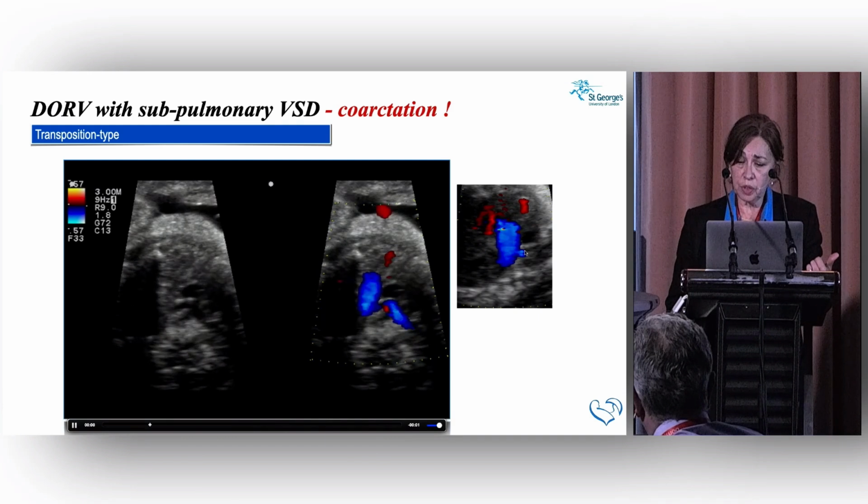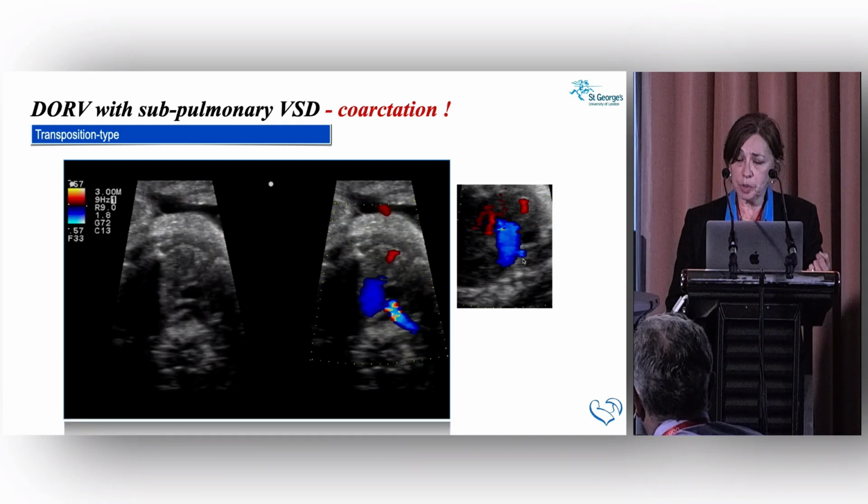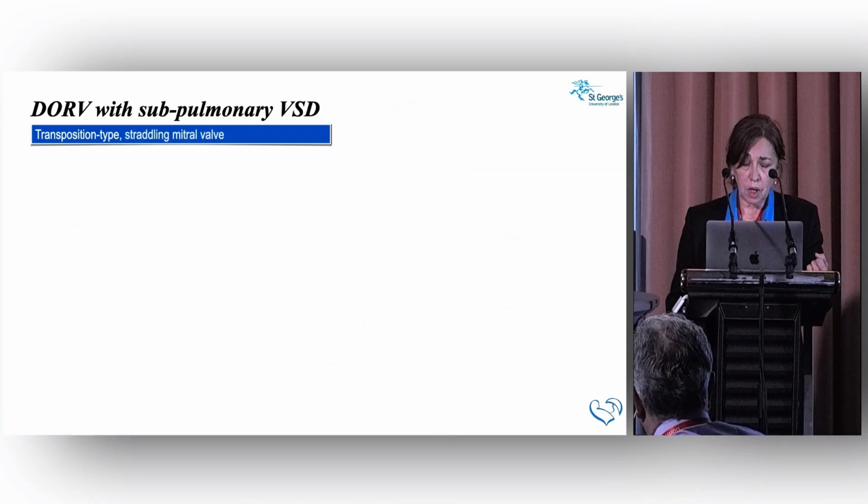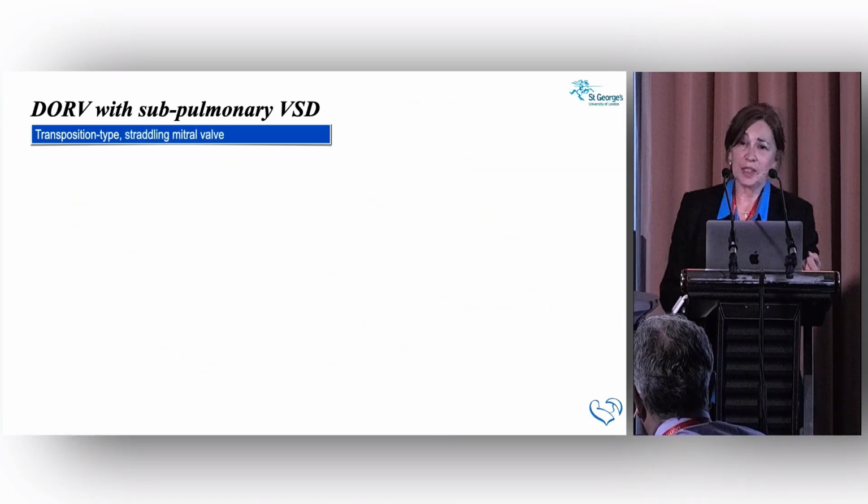And this is a sagittal view. This is the end bit of the arch, which was very small, and this is the area of coarctation. So it can get more complicated.